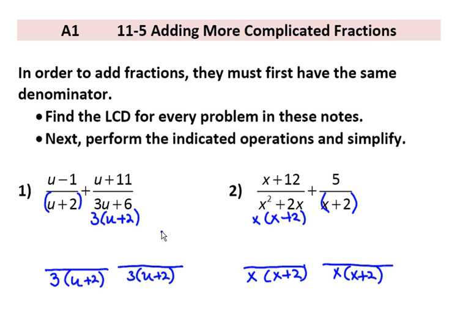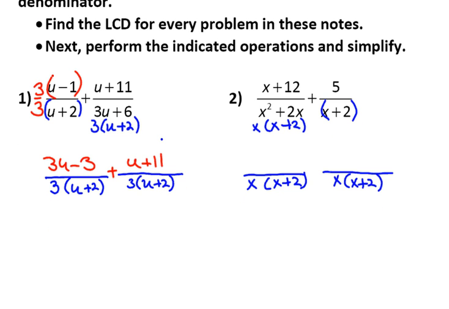So in this first one here, I have a u plus 2, and it's going to change to 3 times u plus 2. So that means that I multiplied by the clever 1, 3 over 3. So I'm going to go ahead and distribute that times the numerator, and that's going to give me 3u minus 3. I've got a plus here. For the second one, it did not change. It stayed exactly the same, so just u plus 11. Then I'm going to add those, and that's going to give me 4u plus 8 divided by 3 times u plus 2.